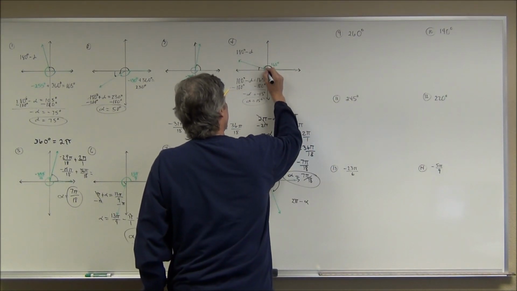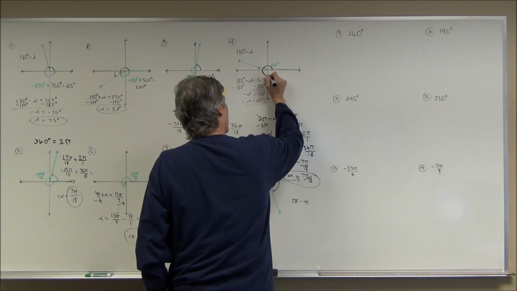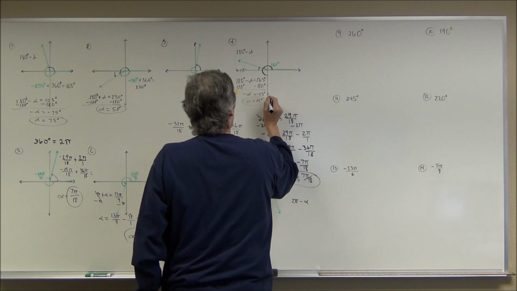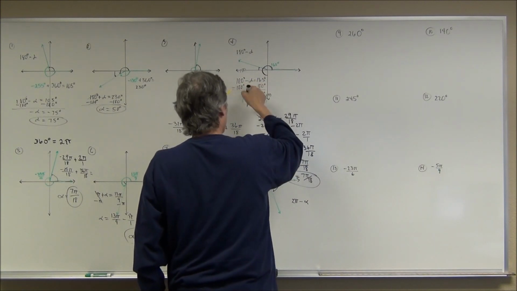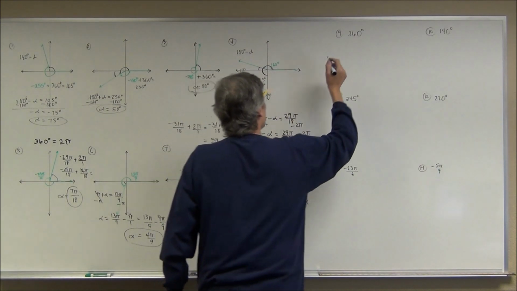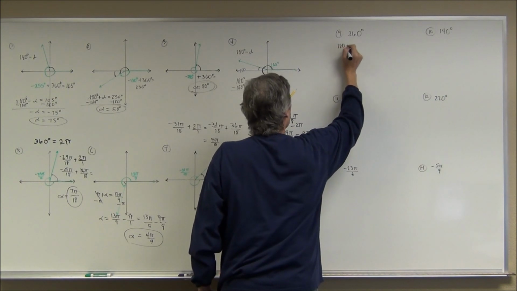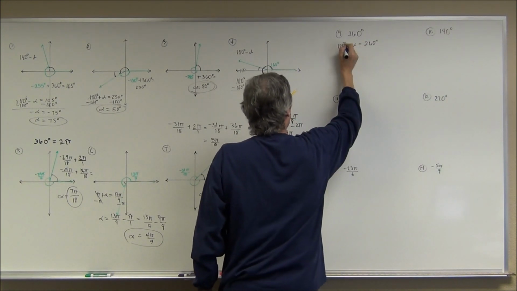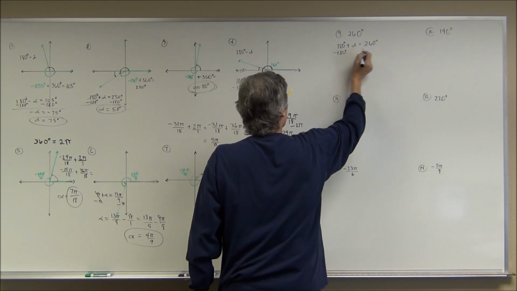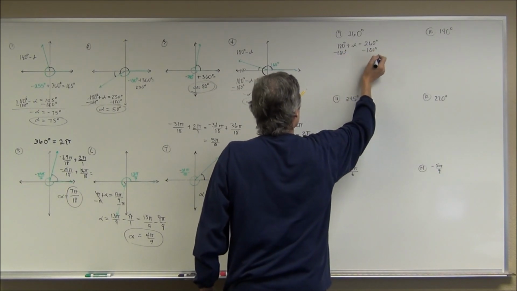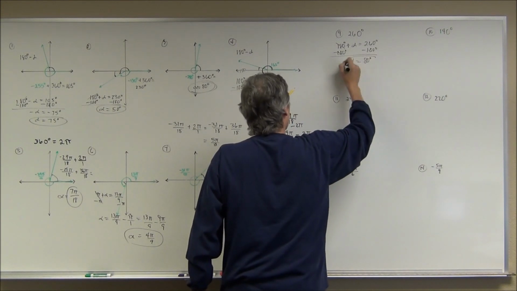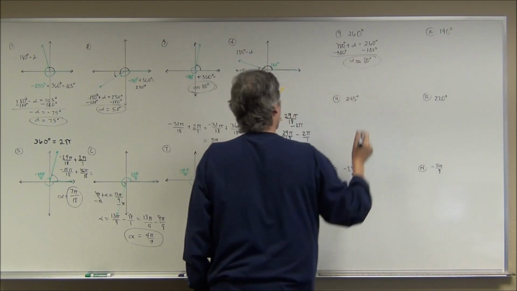This is 90, 180, 270. 260 is between 180 and 270. So this is in the third quadrant, which means that 180 plus my reference angle is going to equal 260. Subtract 180 degrees from both sides, and I get alpha is equal to 80 degrees. There's my reference angle. See how easy that was?